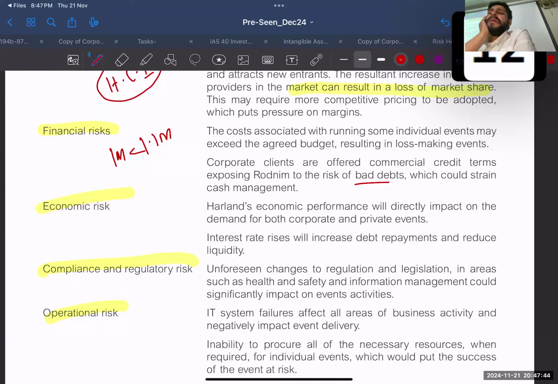Economic risk. Again, Rotterdam's economic performance will directly impact the demand for both the corporate and the private client. Interest rate rise will increase the debt repayment and reduce the liquidity of the company.